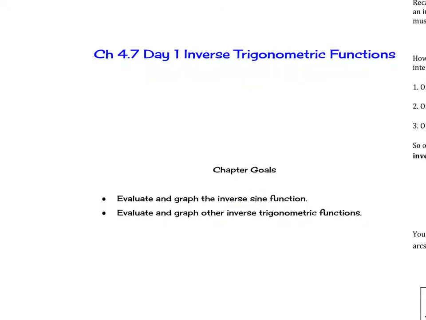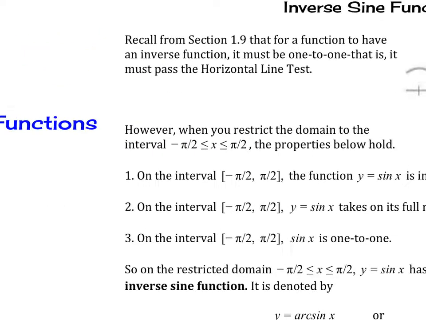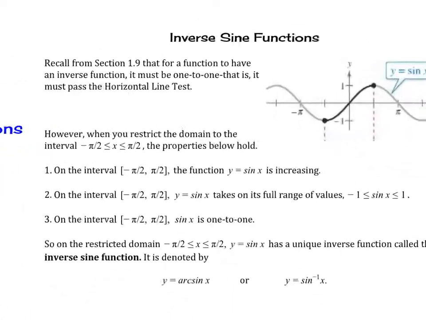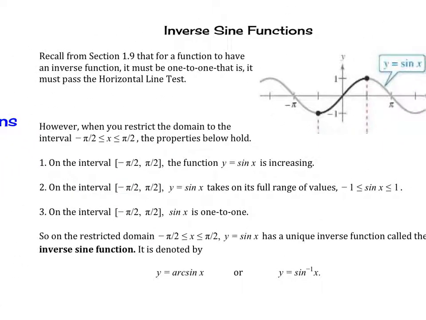Chapter 4.7, Day 1, we're looking at inverse trig functions. We're going to evaluate and graph the inverse sine function and evaluate and graph other inverse trigonometric functions. So for inverse sine functions, recall from 1.9 that for a function to have an inverse function, it must be one-to-one. That is, it must pass a horizontal line test.